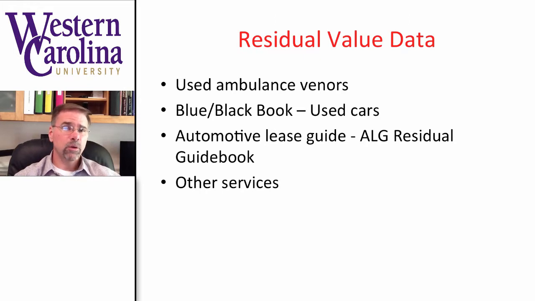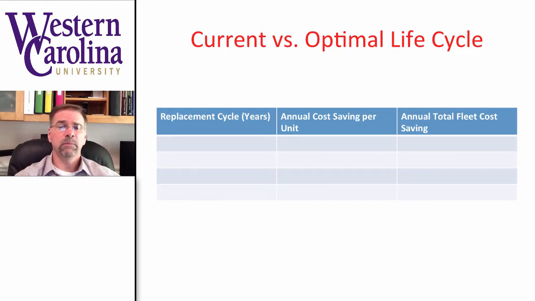When it comes to residual value of vehicles, you can get data from several different places. Again, you're going to want to try to predict what the salvage value is because that's going to be an important component of the calculation. So you may want to look at used ambulance vendors and see what comparable vehicles with comparable miles are actually selling for. You may want to look at Blue Book or Black Book values in terms of used cars if you've got vehicles that aren't ambulances. You might want to look at auto lease guides and see what the residual guidebooks are pricing vehicles at. And then, of course, there are other services that you can pull into play if need be.